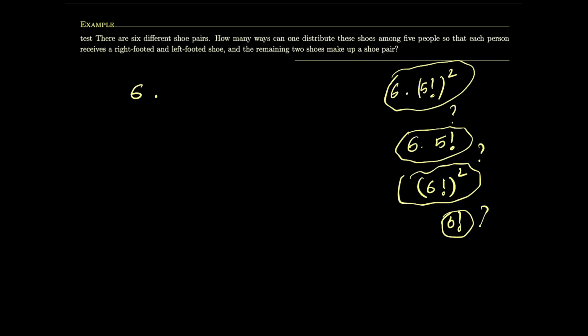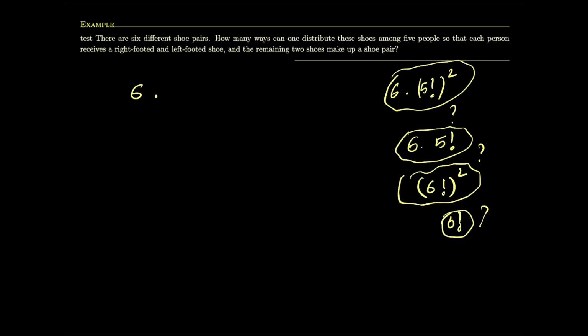So there is 1 shoe remaining, and I am relieved from that one. Then I take the left-footed shoes and distribute them among the people. I can do it in 5 factorial ways. But this task is finished, and there are 5 right-footed shoes left for me, and then I distribute them again. So your answer is completely correct.